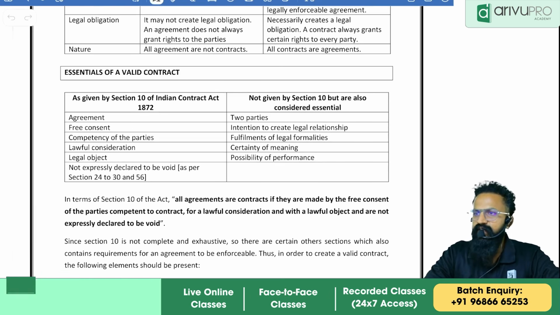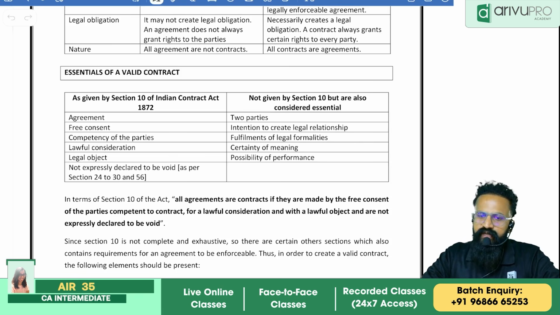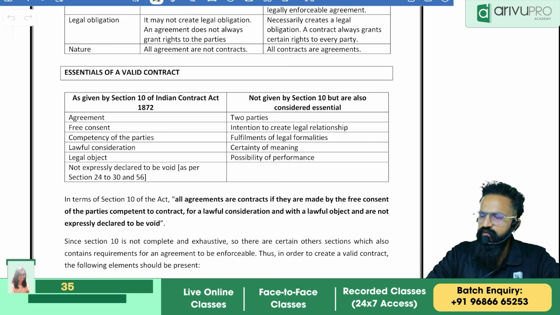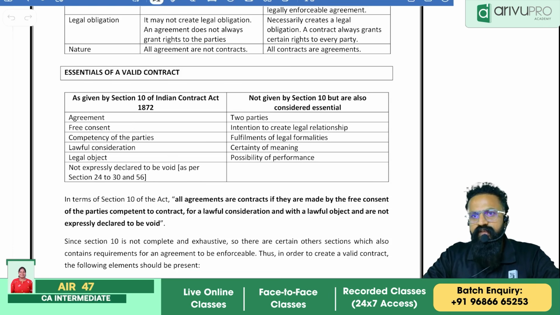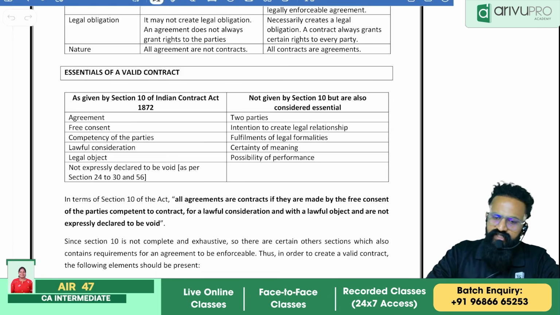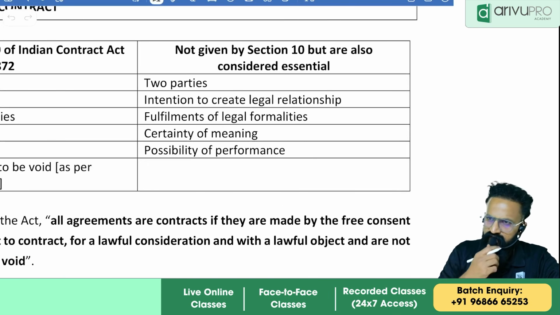A contract was an agreement which was enforceable by law. We consider that as a contract. Now, for an agreement to be enforceable by law, we need to satisfy certain essential elements. Some things were given under Section 10, and some things were not given under Section 10. What was not given under Section 10?